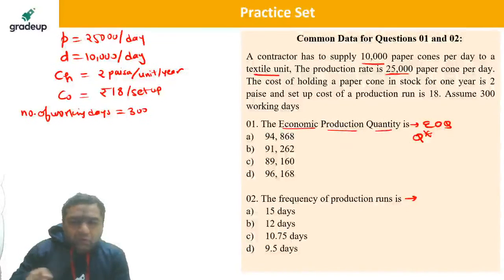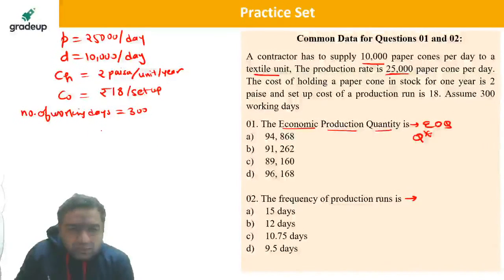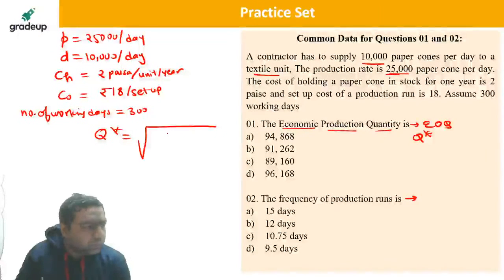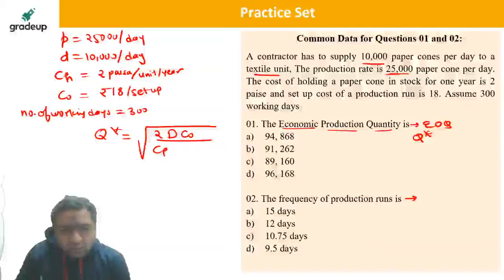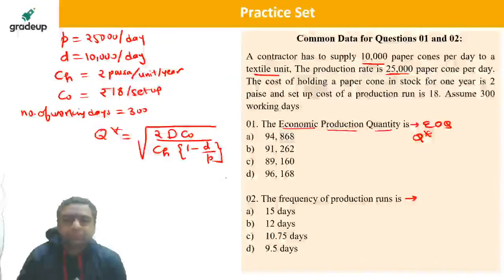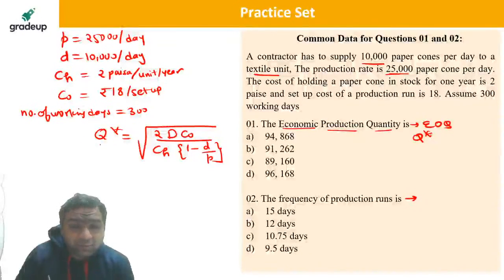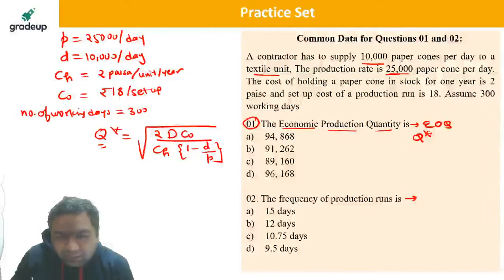Okay, I can help you with the formula if you want. The formula for Q star is equal to the square root of 2 D C naught by CH, into 1 minus D by P. Yes, this is the formula for Q star. Solve it, guys. Question number 1.